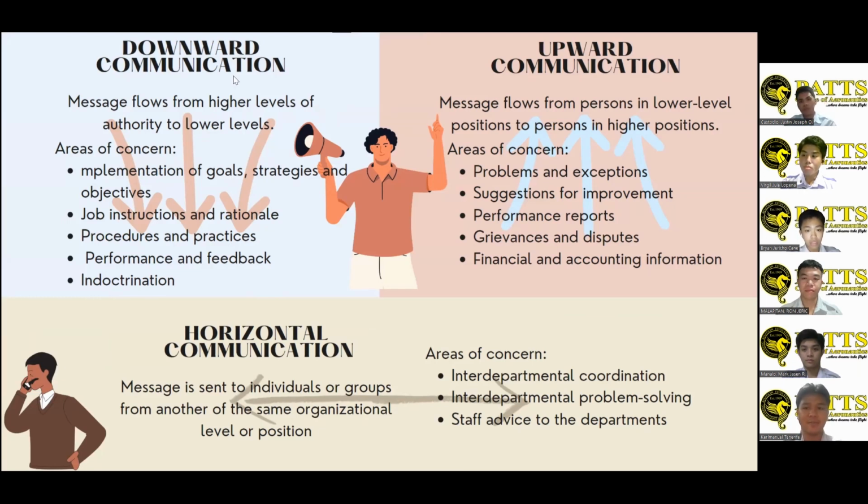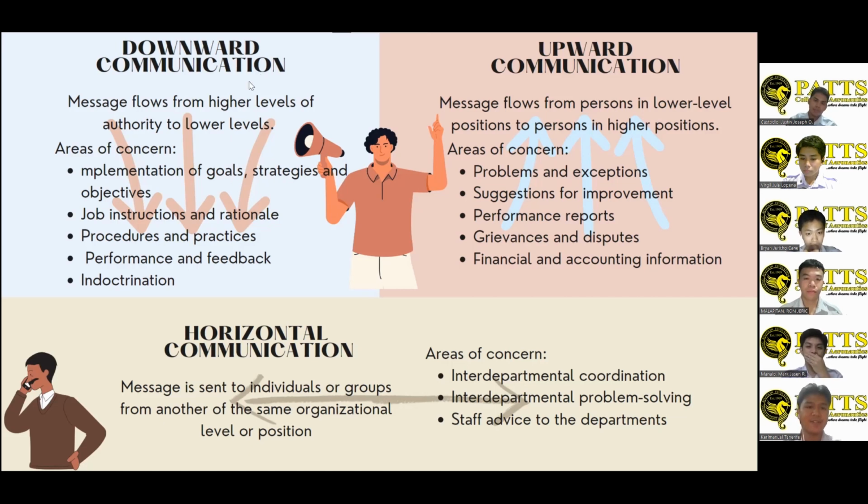So next up is the upward communication. So message flows from persons in lower level positions to persons in higher positions. So example is a worker talking to his or her manager. So the areas of concern in upward communication are as follows: problems and exceptions, suggestions for improvement, performance reports, grievances and disputes, financial accounting, information.